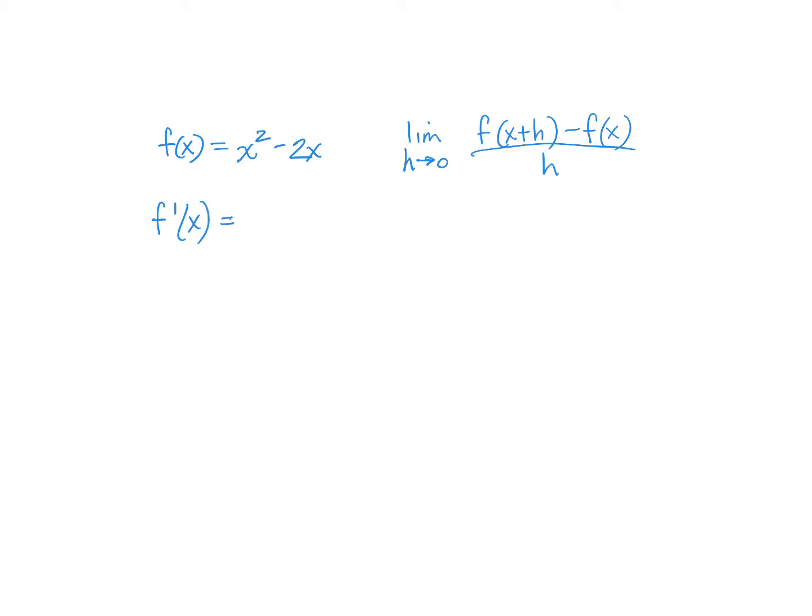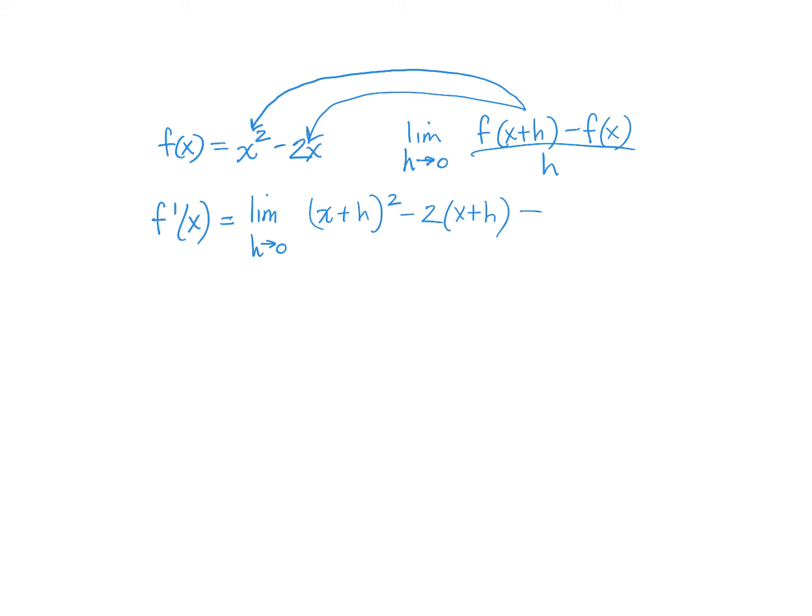And it's going to be equal to the limit as h approaches 0 of f of x plus h. Remember, f of x plus h means you take what's there and you plug it in to the function wherever there's an x. All right, so we're going to have x plus h, quantity squared, minus 2 times x plus h, and then minus f of x, and f of x is this entire thing. So minus, and I like to put a parenthesis there so that I don't forget to distribute my negative sign, because that leads us to errors, and that's all over h.